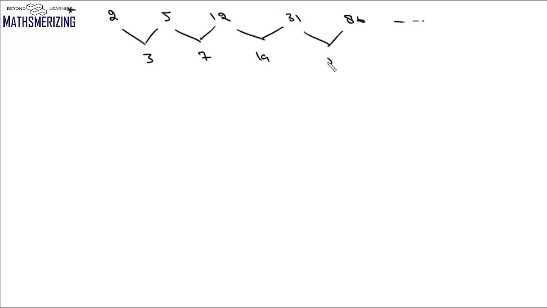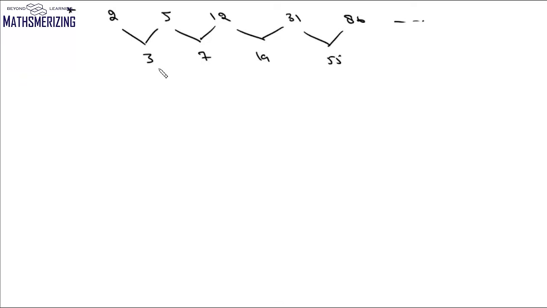Now suppose the question is, we need to find the sum of the first 8 terms of the sequence 2, 5, 12, 31, 86. Now first we'll find its difference. The difference is 3, 7, 31 minus 12, 19, 55. Now this difference is neither an AP nor a GP.